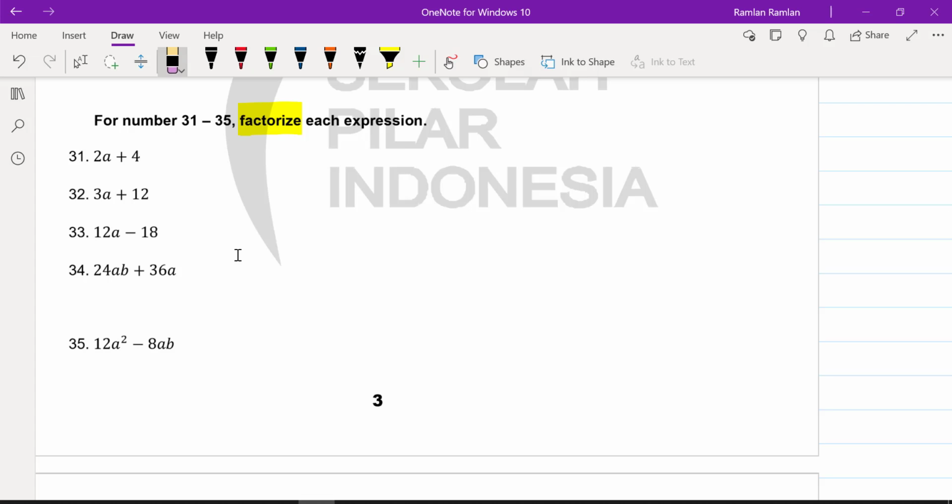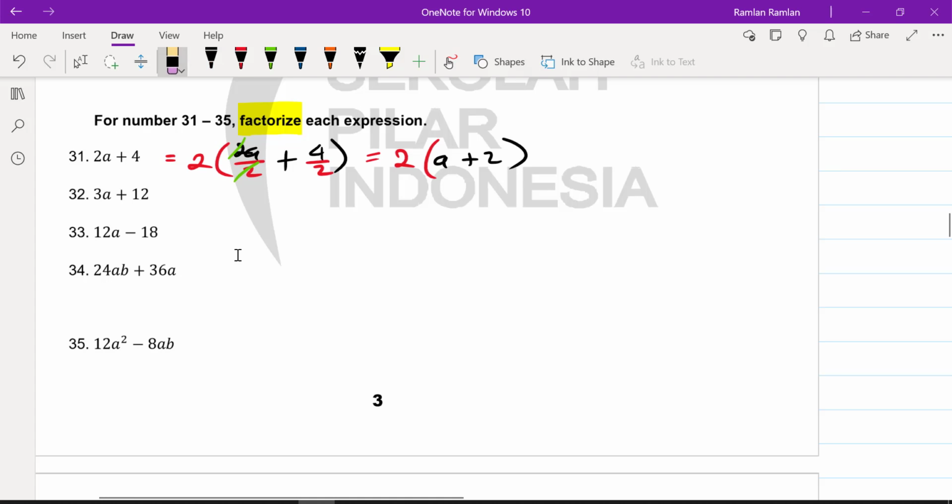So it's the same thing as finding the highest common factor, but you can just guess the number that you can use to divide these two. So 2a and 4, both of them are divisible by 2, right? So pull the 2 out, and then rewrite that 2a plus 4, but do it like this, 2 and then the bracket with 2a and then plus 4. And then you divide both of these by the number that you pull out, which is the 2, right? 2a divided by 2 is just a, and 4 divided by 2 is equal to 2, right?